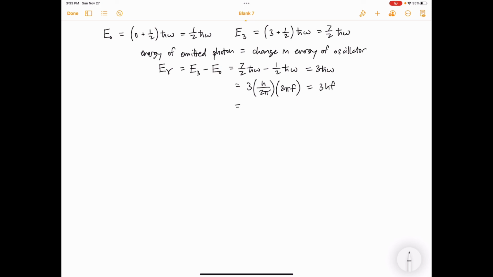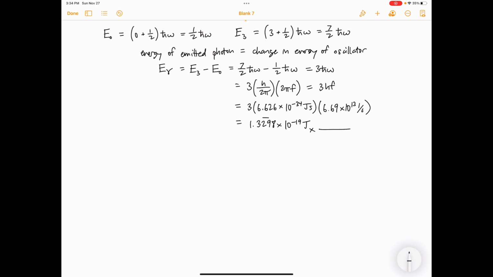So we can calculate that. We have 3 times h, which is 6.626 × 10^-34 joules times seconds. And then for f, remember that's the frequency of the vibration of our oscillator, which is 6.69 × 10^13 inverse seconds. All right, so this works out to joules. We get 1.3298 × 10^-19 joules.